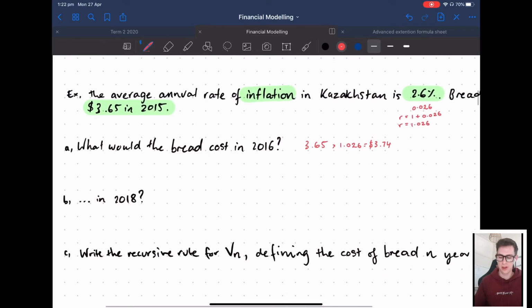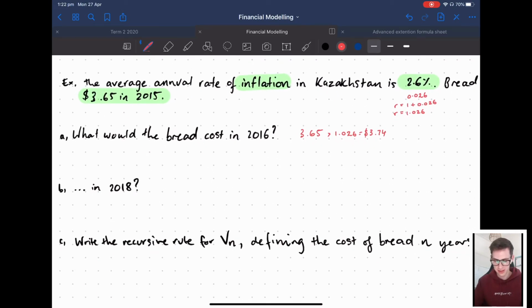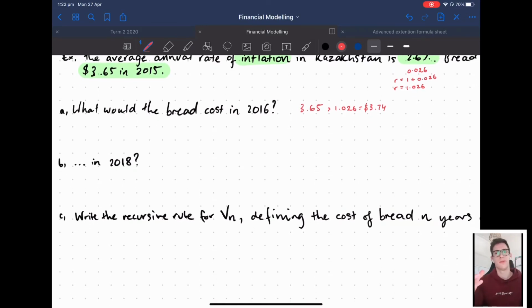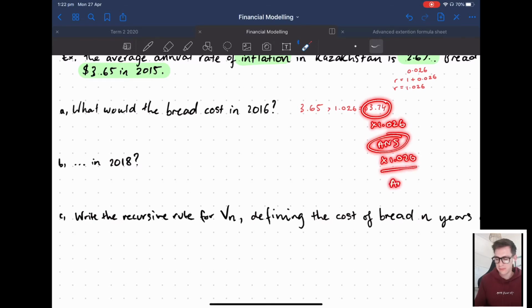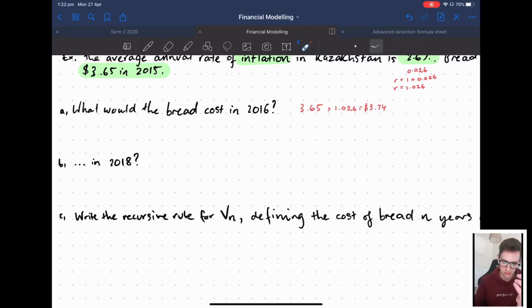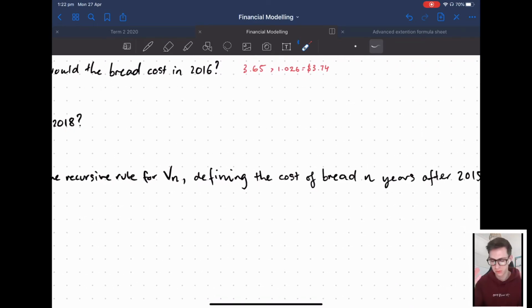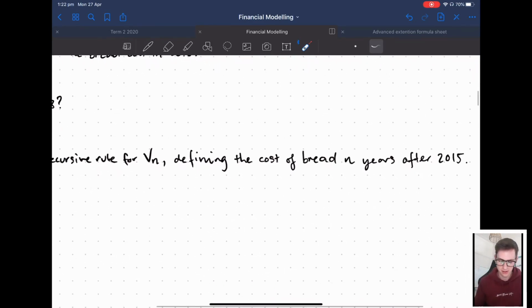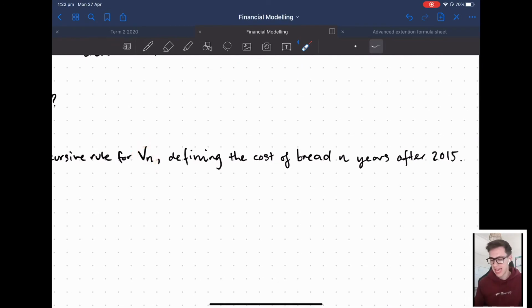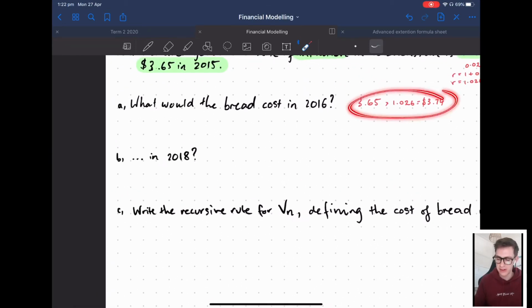Okay, so that's how much the bread would cost in 2016. Now, if I was to do 2018, I have a couple of options. I could multiply this by 1.026, get an answer, and then multiply that answer by 1.026 again. That's getting a little bit messy, when if you have a look at C, I'm going to be writing a recursive rule, in other words, an explicit rule, the formula for Vn being the value of bread n years after 2015. Okay, so we already found this was 1 year after.